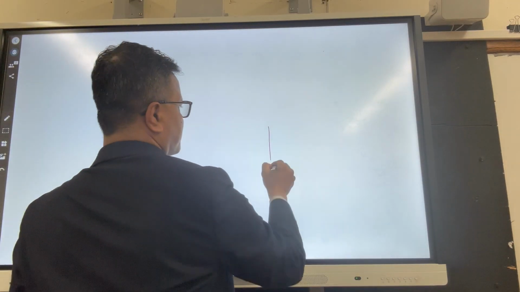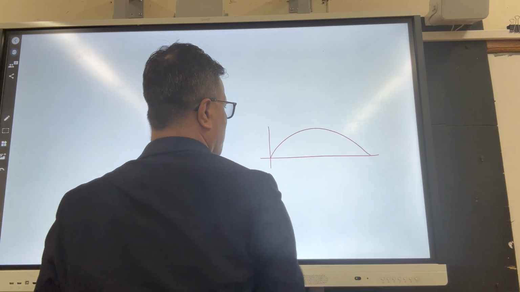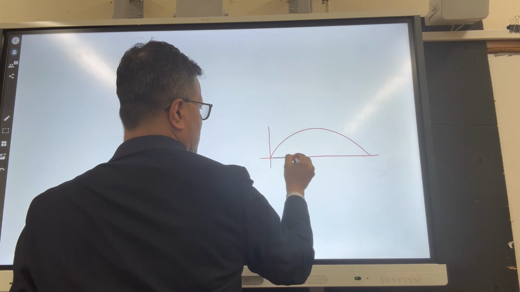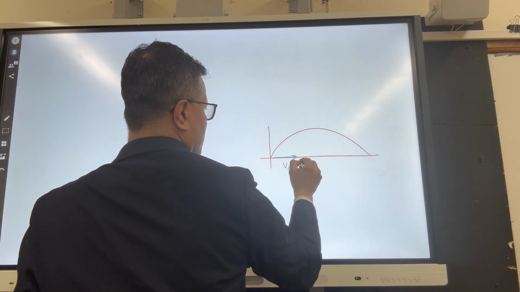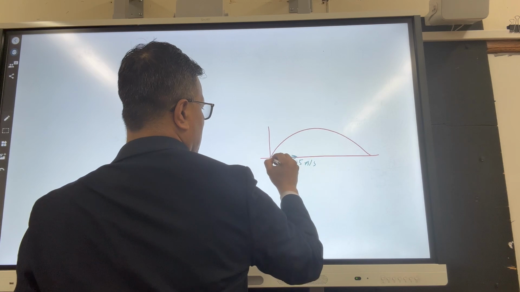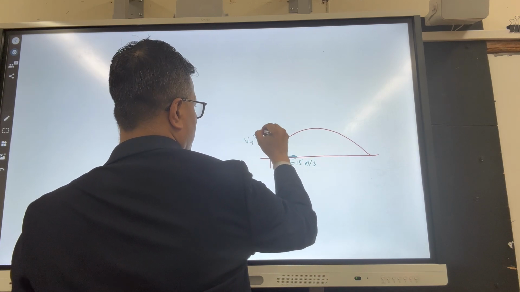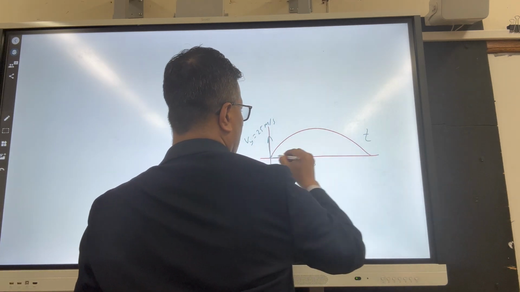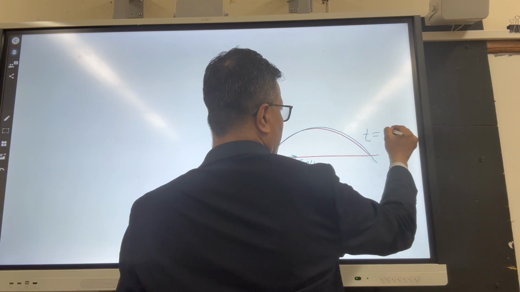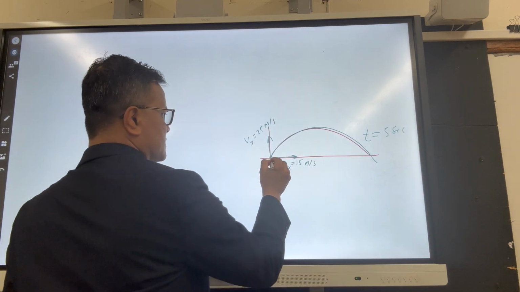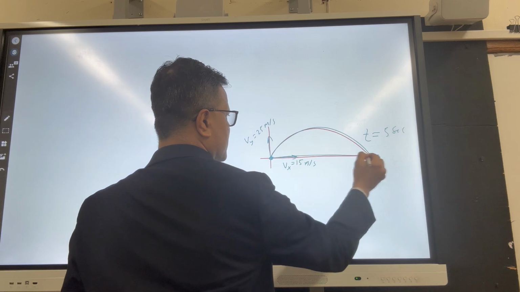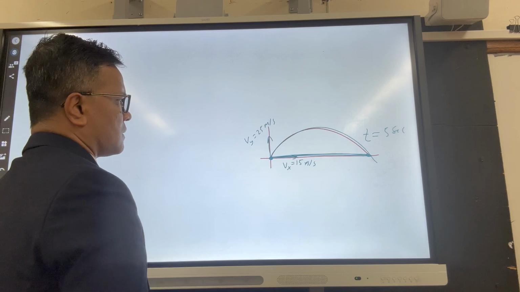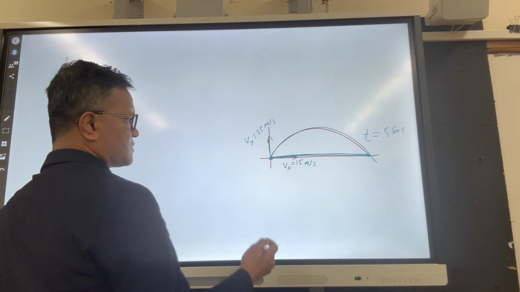A projectile has a horizontal component of the velocity, which is 15, and a vertical component of the velocity, which is 25 meters per second. The projectile is in the air for 5 seconds. You want to find the range, from here to here. You cannot use the range equations because the angle is not given. Well, you can find the angle, but there is a better way to do it.